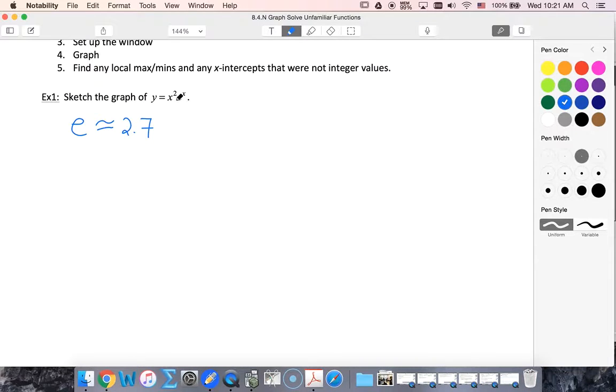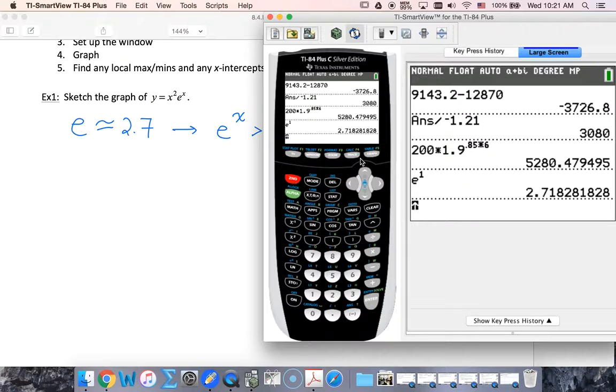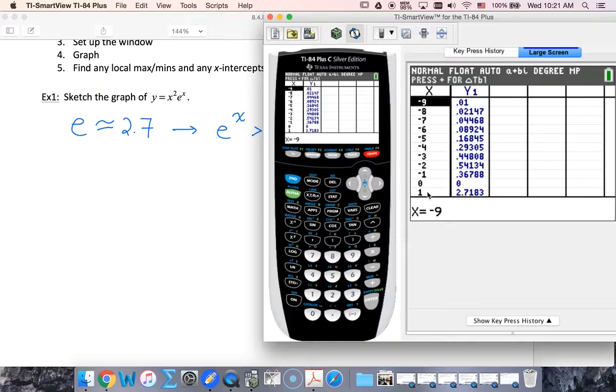So e to the x, no matter what I raise 2.7 to, positive or negative exponent, is always going to be positive. So e to the x is always greater than 0. So these two values are always greater than 0, even if x is negative, which makes sense looking back at my table, that these values are never going negative.